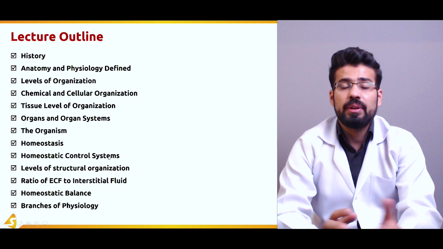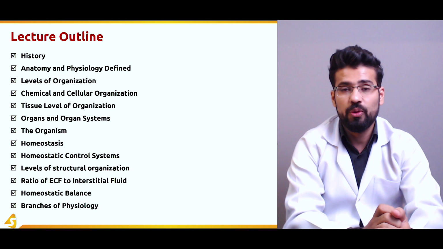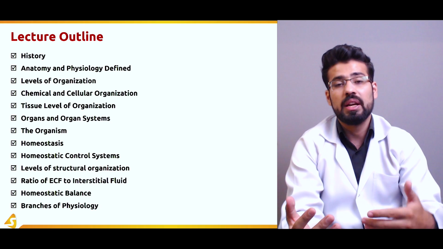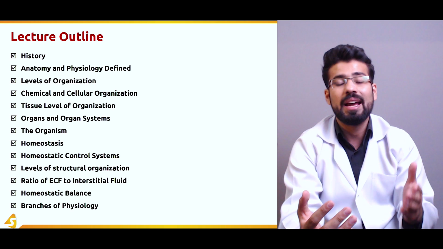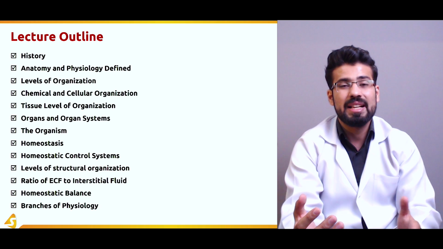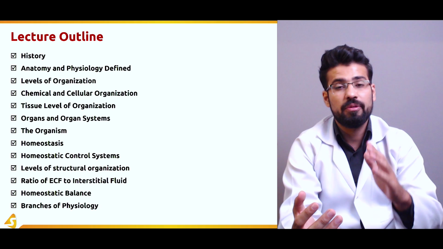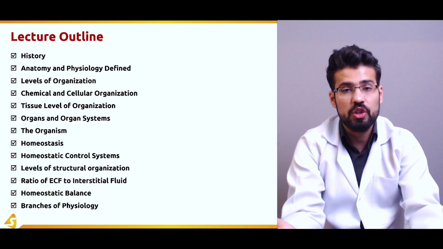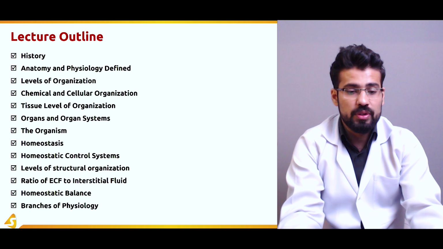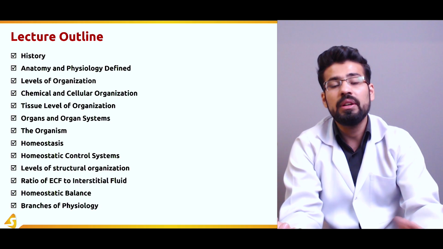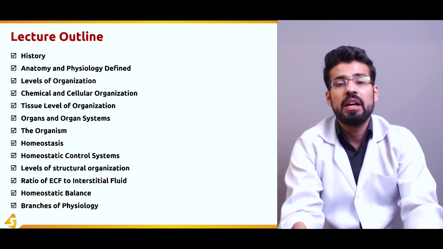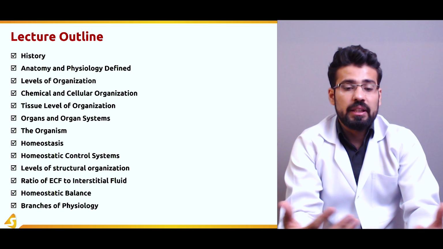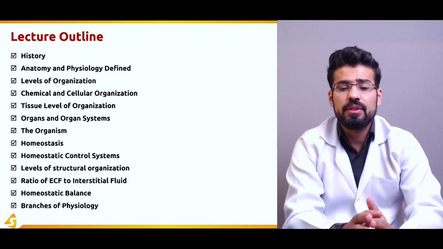Now, in this lecture, we discussed starting from the history of physiology, moving towards anatomy and physiology, and we discussed the levels of organization, starting with atoms, moving to the molecular and chemical levels, from chemical to cellular, from cellular to tissue, from tissue to organs to organ systems, and ultimately the organism. We discussed the homeostatic functions, and under that how different control systems collaborate to maintain life.